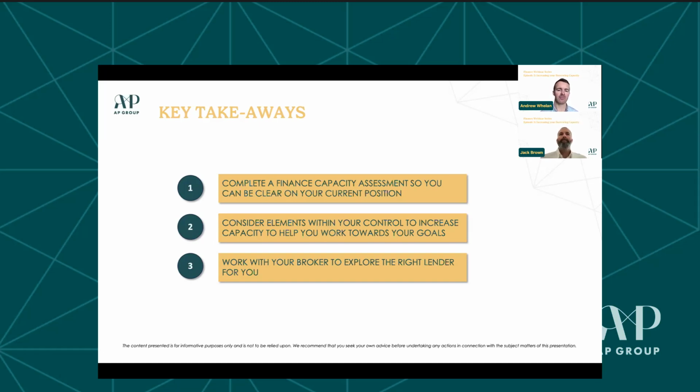And then finally, you'd notice as we went through the slides, the disparity between what different banks will lend in terms of capacity will vary greatly based on how each bank structures their policies and assesses different scenarios. So work with your broker to explore the right lender for you, which will cover not only borrowing capacity, but also loan structures, rates, repayments, etc., to make sure you've got the best possible lender for your circumstance.